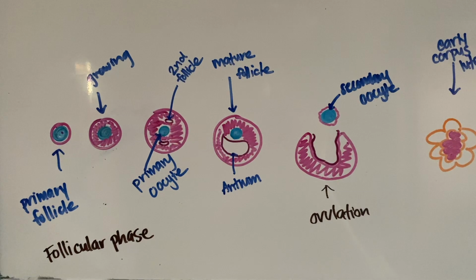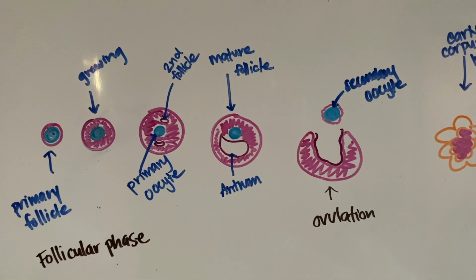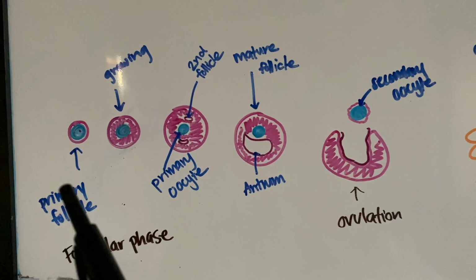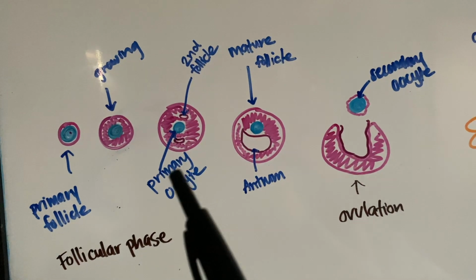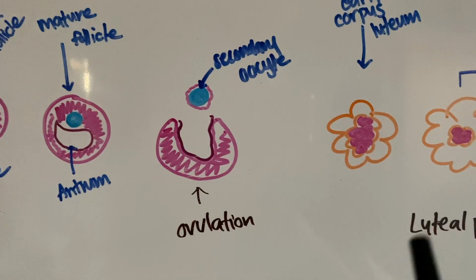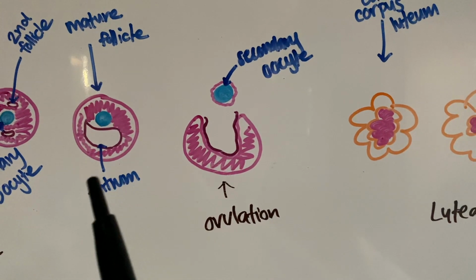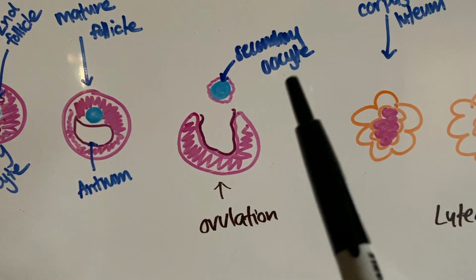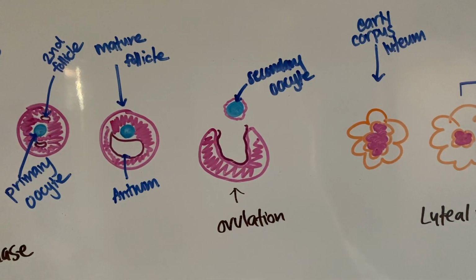Okay, so now we're going to be talking about the menstrual cycle. During the first phase, the follicular phase, the primary follicle is growing. As it grows, it develops a secondary follicle. As it grows, it develops the mature follicle. Around the 14th day of the menstrual cycle, the mature follicle ruptures and releases a secondary oocyte. And this is called ovulation.